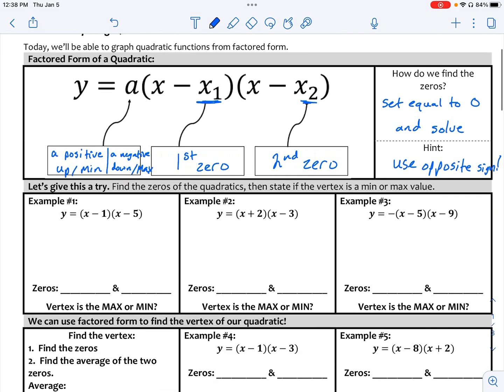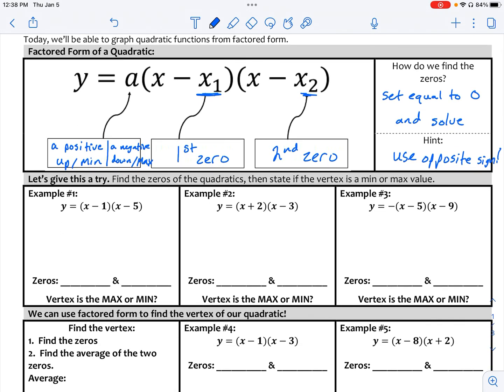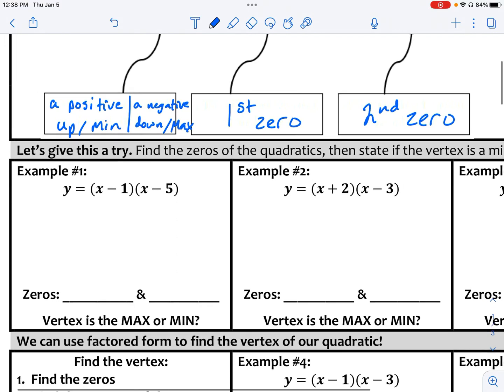So let's check it out. I think it'll make sense as we go. So example 1, the a is the invisible 1 in the front. So a is 1. And then our zeros, we're going to set these parentheses equal to 0 and solve. So I'm going to set x minus 1 equal to 0. So if I wanted to solve that, I'd add 1 to both sides. So x equals positive 1.